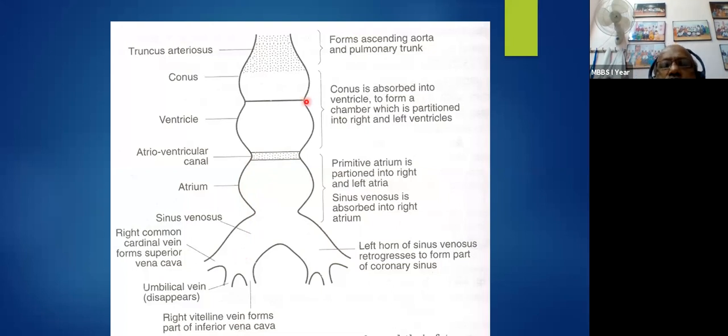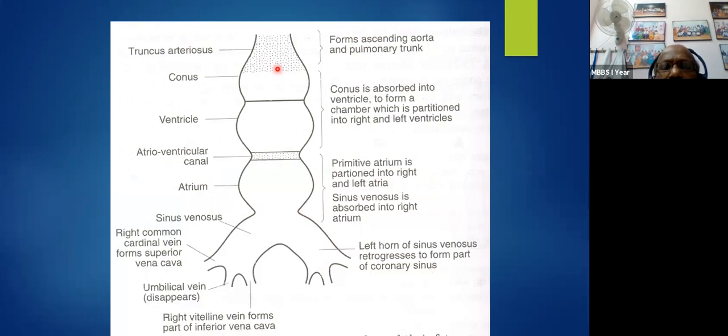Before that, you see above downwards, once again: truncus arteriosus gives rise to the ascending aorta and pulmonary trunk. Conus gives rise to the infundibulum and aortic vestibule. This common ventricular chamber gives rise to the right ventricle and left ventricle. The atrium gives rise to the right atrium and left atrium. The right horn of the sinus venosus forms the posterior smooth part of the right atrium. The left horn regresses to form the coronary sinus.